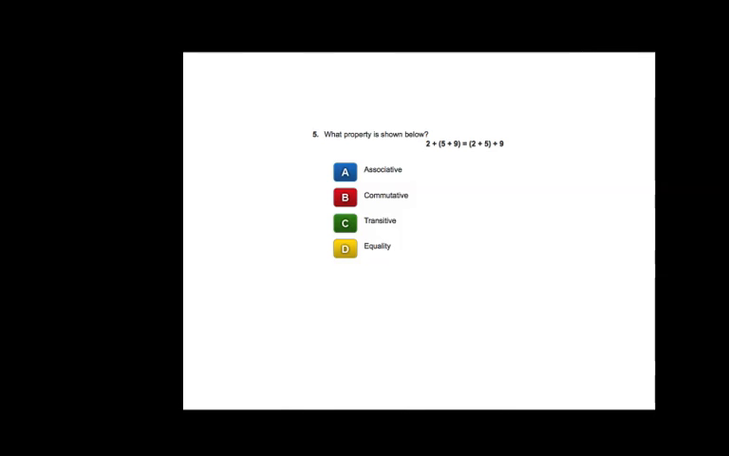Which property is shown below? Hopefully you've taken a look at your answer choices and you have chosen associative because we have changed which numbers are associating with each other, which numbers are grouped together.